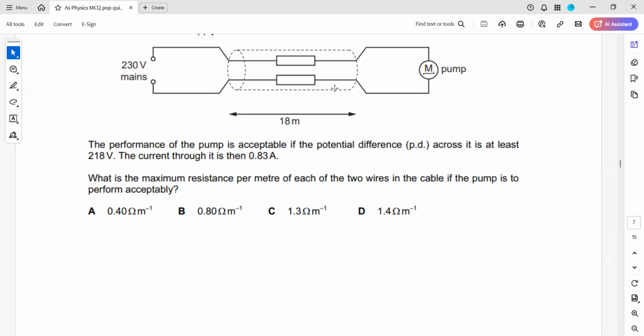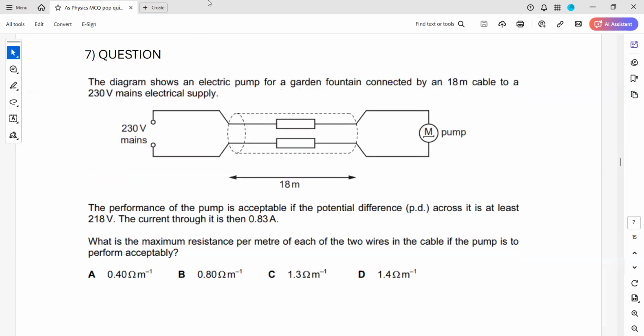In question 7, the diagram shows an electric pump for a garden fountain connected by an 18-meter cable. A 230 volt main electrical supply is there. The performance of the pump is acceptable if the potential across it is at least 218. So the voltage here will be about 218 volts. The current through it is then 0.83. So the current which is flowing is 0.83 ampere.